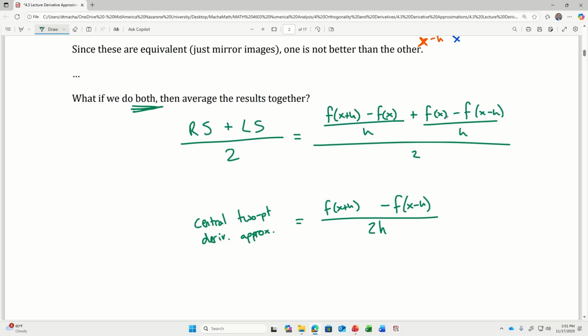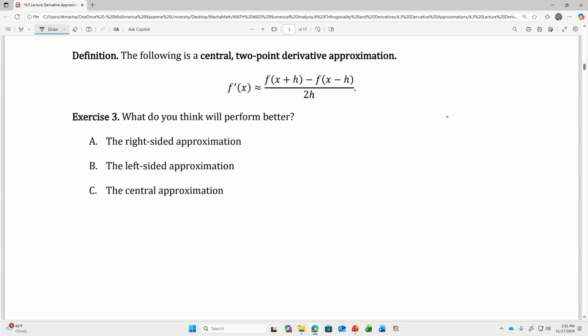This is the central approximation then. And I have a question for you guys. What do you think is going to perform better? Central. Yeah, the central approximation is going to perform better, even though you're not considering the value of the function at the derivative, even though you're taking a step size that's twice as large, the central approximation is always going to be the best.